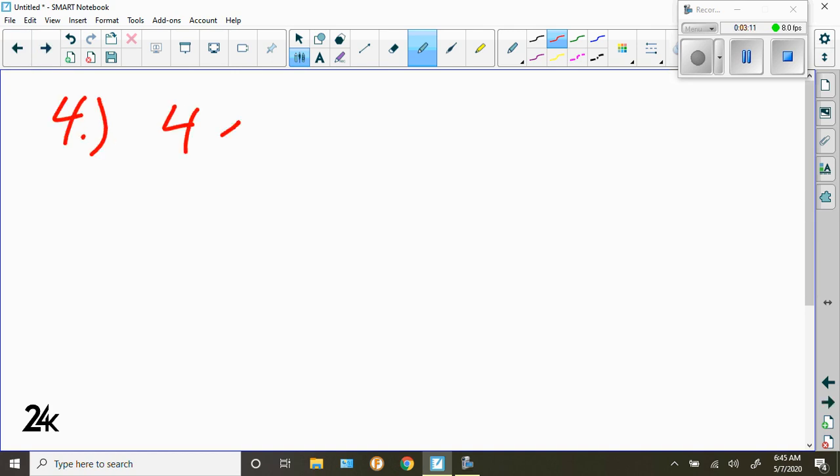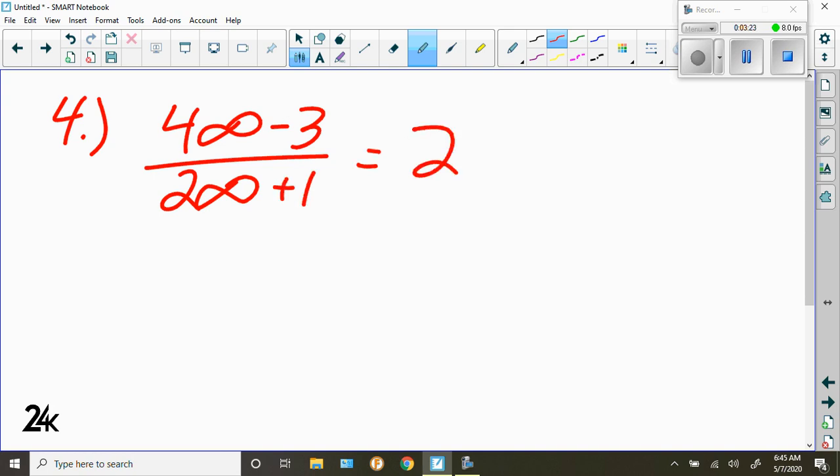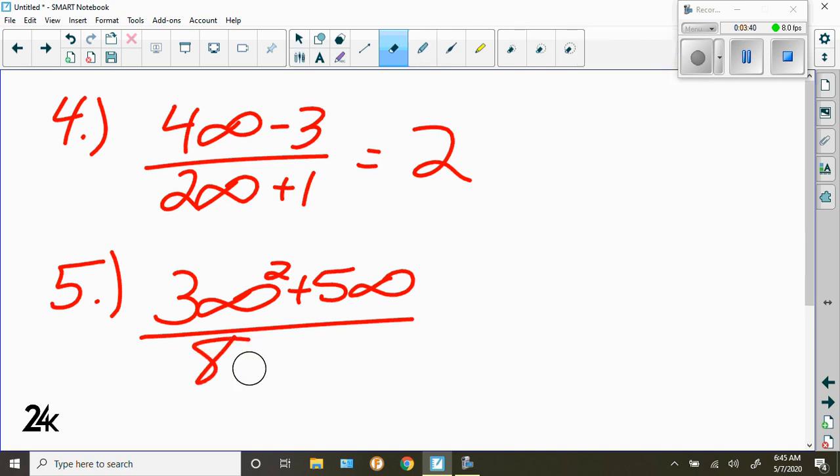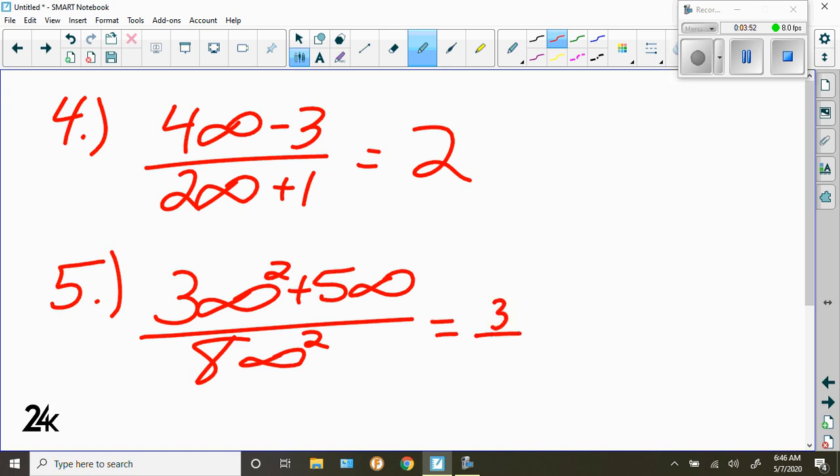Number 4. What's 4 infinities minus 3 over 2 infinities plus 1? Well, it's just got to be 2, right? Yeah, the 3 and the 1 don't matter. Number 5. What's 3 infinity squared plus 5 infinity all over 8 infinity squared? Even though infinity is really big, this guy doesn't matter. These cancel out. It's 3/8.